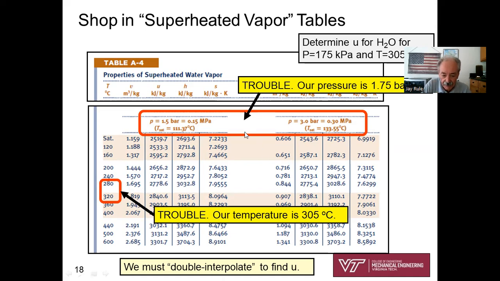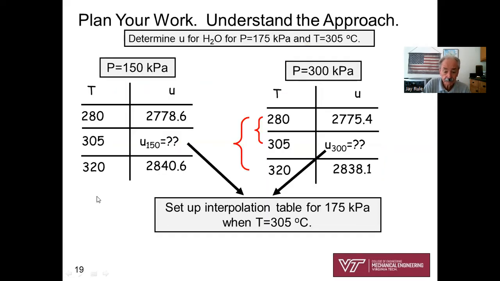First thing is, let's create a table where we determine U at 305 for 1.5 bars. It's not what we're looking for. Let's just do it. Then let's create a table where we determine U for 305 degrees C at 3 bars. Well, that's going to get us halfway there. Then we will take that result and do yet another interpolation to get our desired pressure. That's our approach. Make sense? I hope so. Okay, so we've planned our work.